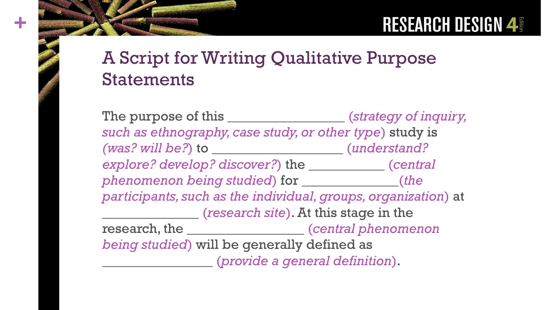So you would describe the central phenomenon that you're wanting to be studied, followed by the participants and the research site. So participants can be an individual, it could be an organization. If I wanted to look at the Department of Psychology, that could be my participants, even though it's an organization. And you would specify your research site.